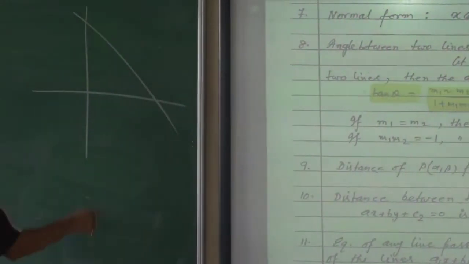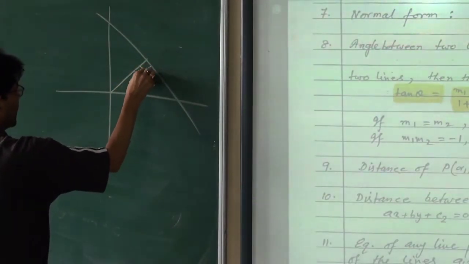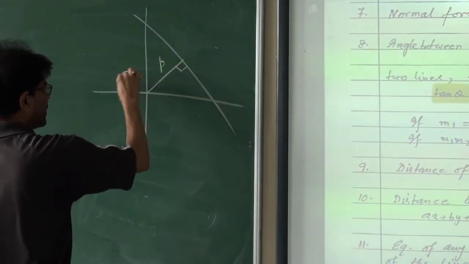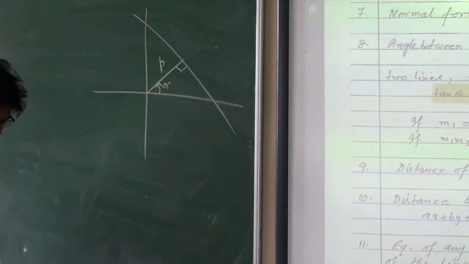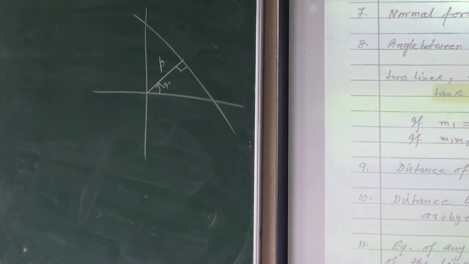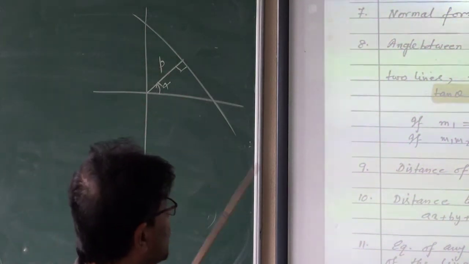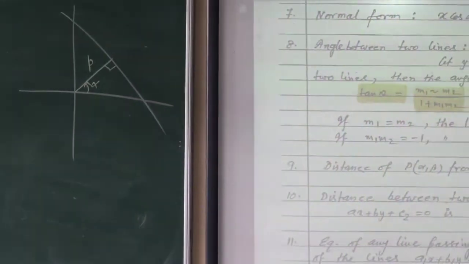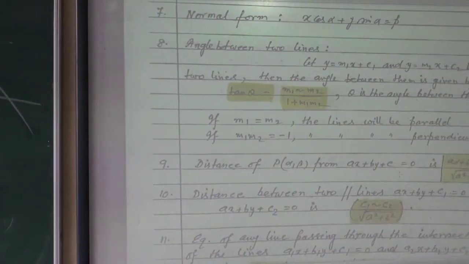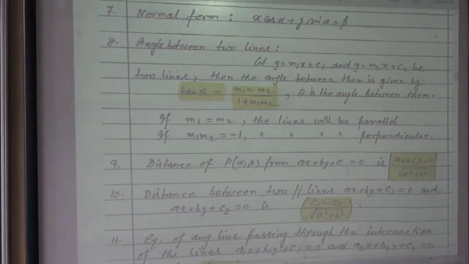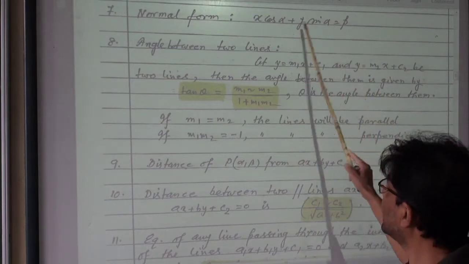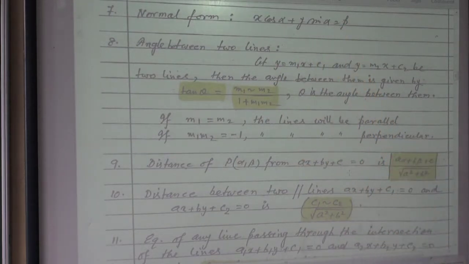this was a line from origin. If you draw a perpendicular, and the length of the perpendicular is p and the normal makes an angle alpha with positive direction of x-axis, then equation of this straight line will be x cos alpha plus y sin alpha equal to p. The diagram is not here; you can draw the diagram, or you can see the book and you will get the diagram. So this is called normal form of a straight line, x cos alpha plus y sin alpha equal to p. But I don't think this form is mentioned in the syllabus. Anyway, this is the form.